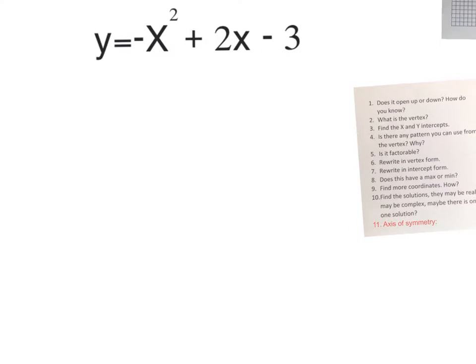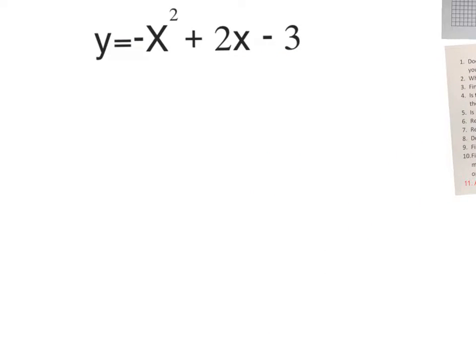Does it open up or down, how do you know, and what is the vertex? So what I want you guys to do in your notebook is write down 1, does it open up or down? Down. Is down, okay. And how do we know it's opening down? Because the a value is -1. So you want to write that down, because the a value is -1.